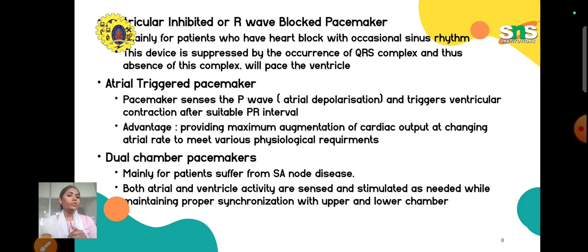The advantage of using this type of triggered pacemaker is that it provides maximum augmentation of cardiac output by changing the atrial rate to meet various physiological requirements. That is the main advantage of using the atrial triggered pacemaker.